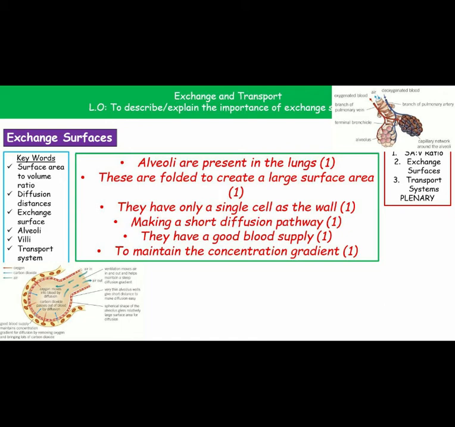We said a large surface area, got that. We talked about a short diffusion pathway, got that. And we talked about having a good or steep concentration gradient, and we've got that. So what we've got here is a very specialized area of the body, perfectly designed for gas exchange. So make sure you've got those 6 points written down if you've not already got them.